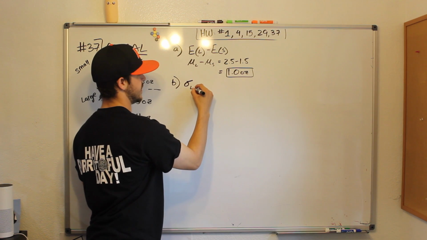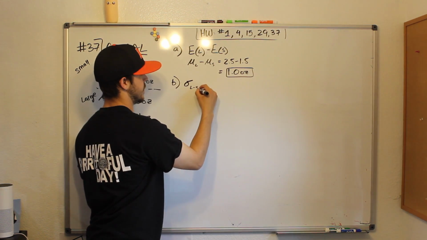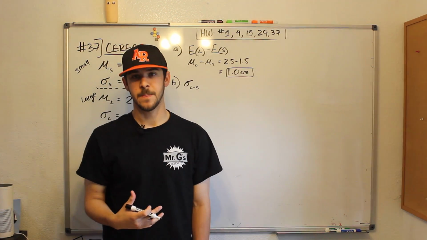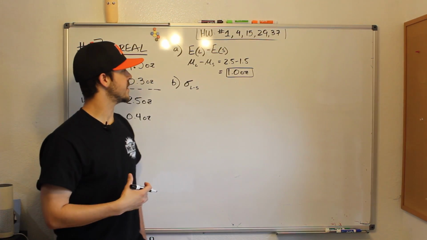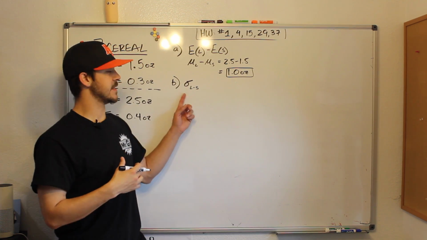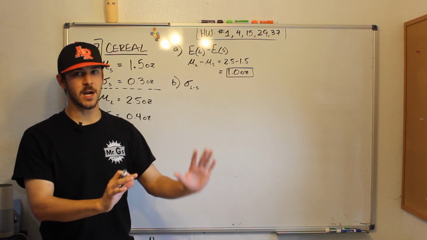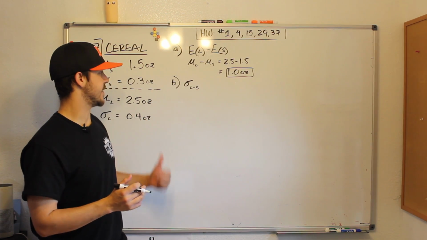Part B says, what's the standard deviation of the difference? It wants to find the standard deviation of the difference between the two. Now that's a little bit of a harder problem. What we didn't quite talk about yet is that in order for us to find the standard deviation, we need to first find the variance of the two values. So before I talk about anything else, we're actually going to find the variance.